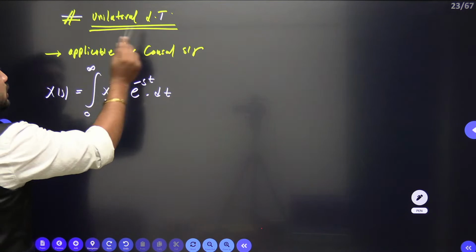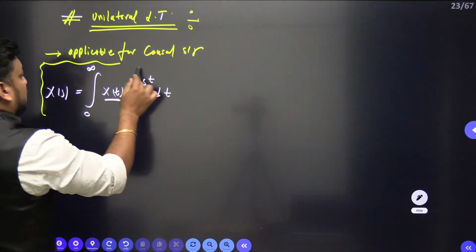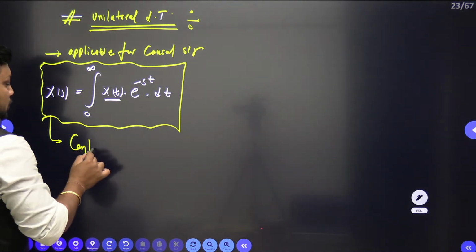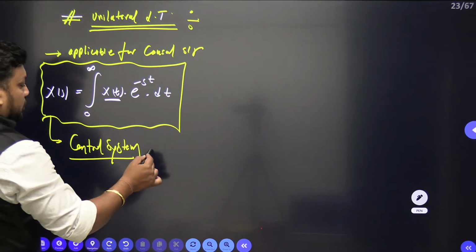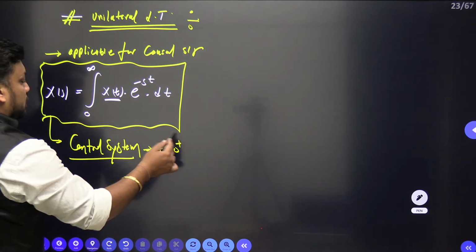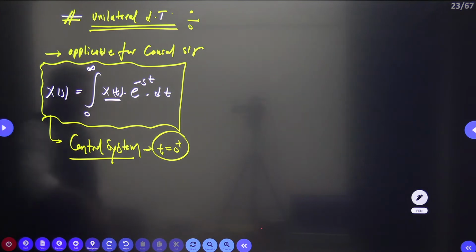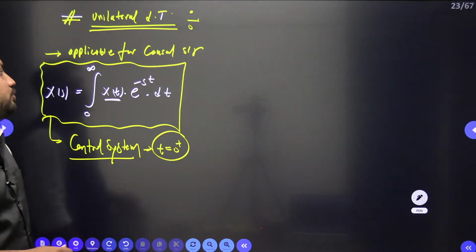So in the unilateral Laplace transform, your limit will be 0 to infinity, and this is the only Laplace transform we have used in control system, because in control system we always talk about the t equal to 0 plus region. I hope this is crystal clear to you, beta.